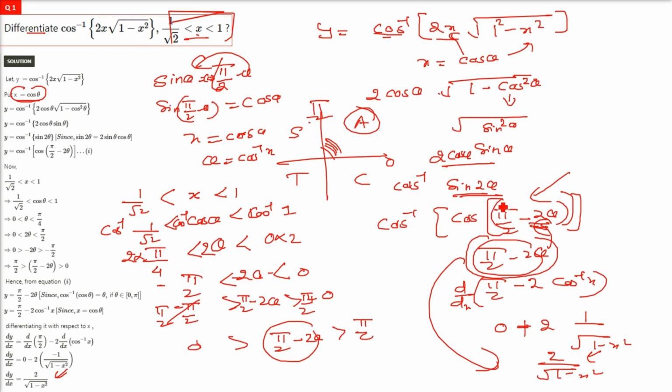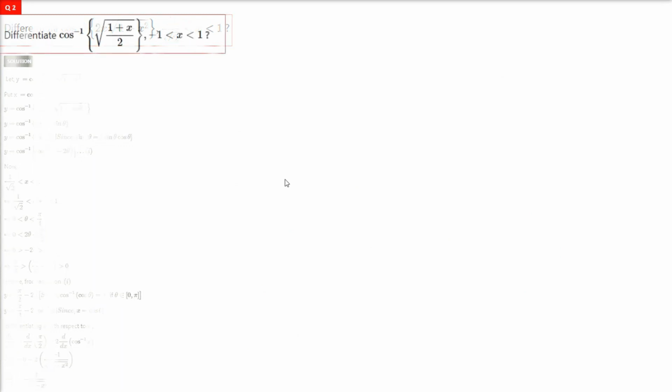The result can be pi by 2 minus 2 theta. It can be negative also. Since we have this value between 0 and pi by 2, we don't have to worry about the result. The result is 2 by under root 1 minus x square. Cos inverse under root 1 plus x divided by 2.